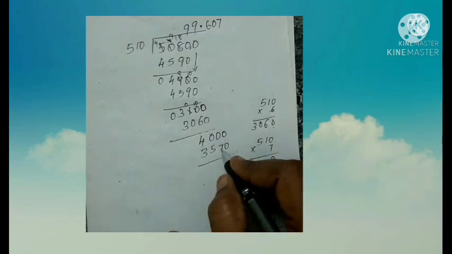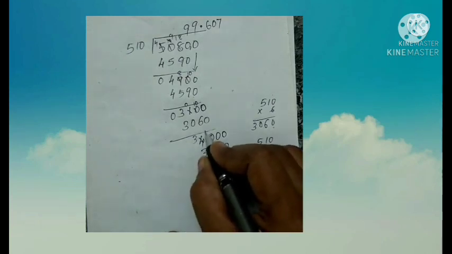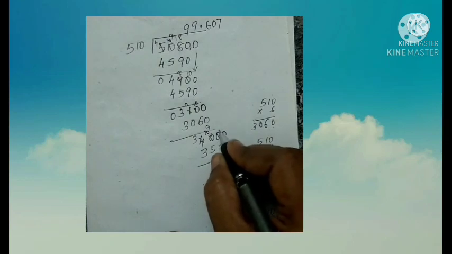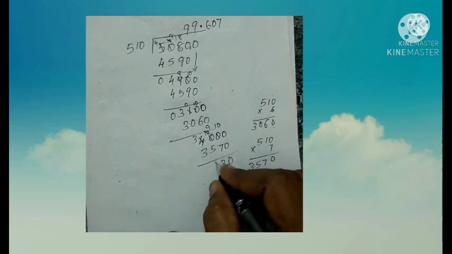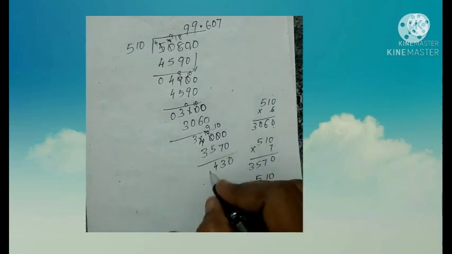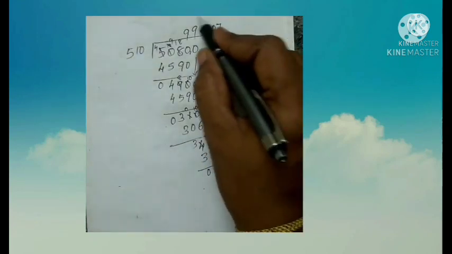0 minus 7 is not possible. So borrowing. 4 becomes 3. This 0 becomes 10. 10 becomes 9 and 0 becomes 10. 10 minus 7, 3. 9 minus 5, 4. 3 minus 0, 3. So the calculation is going on.